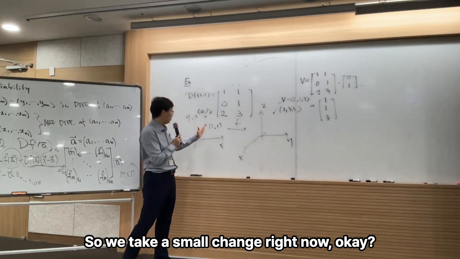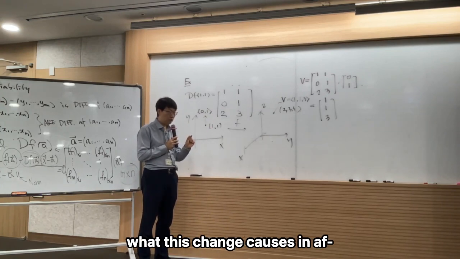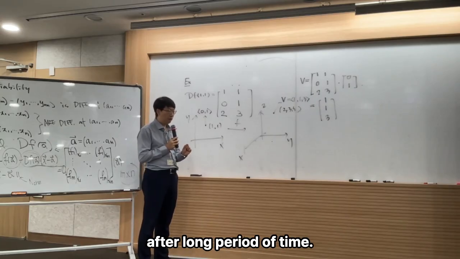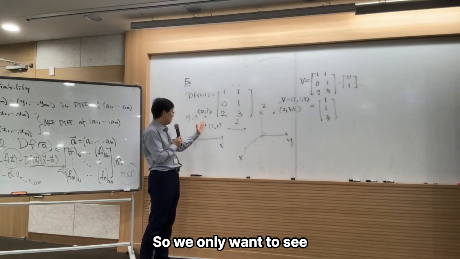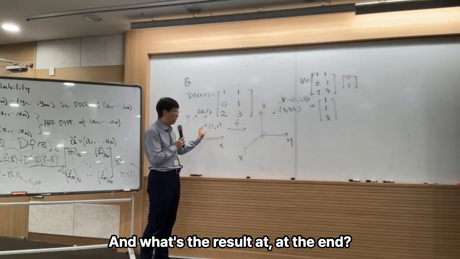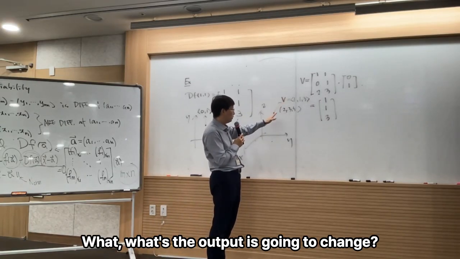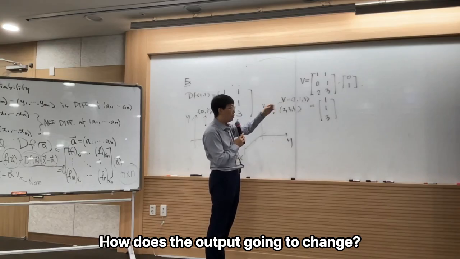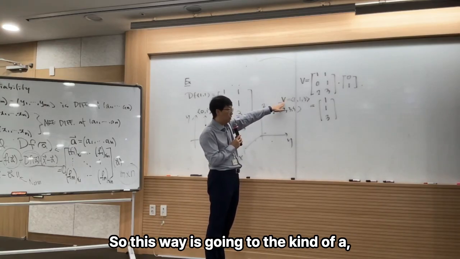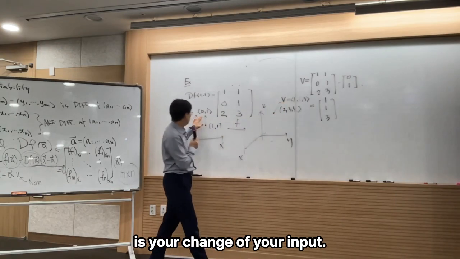So we take a small change right now, okay? I want to see what this change causes after a long period of time. So we only want to see, if I make a change this small at this current state, what's the result at the end? How is the output going to change? This V is the change of your output, and this is the change of your input.